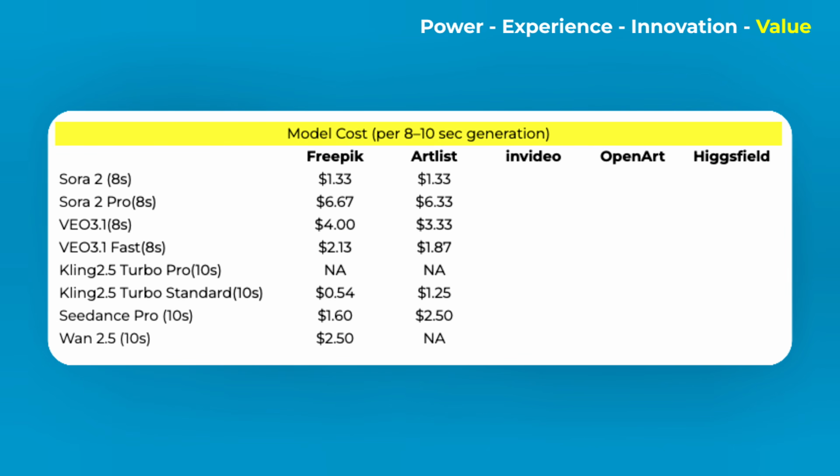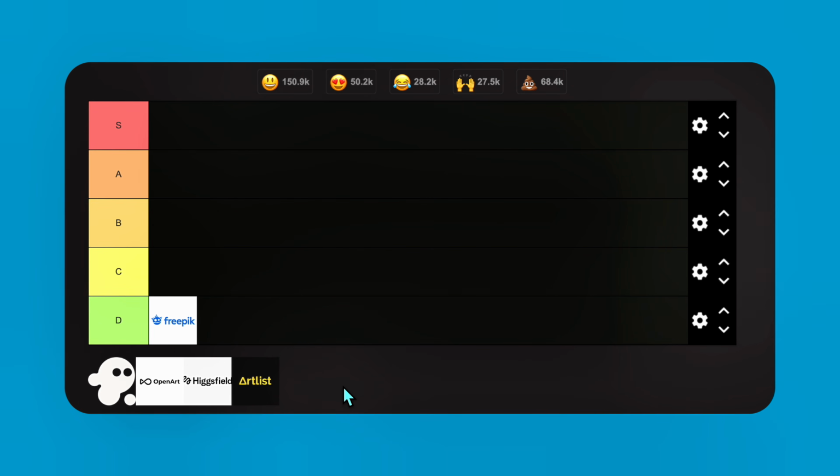The pricing is better than Freepik, but still steep. Generating a Kling 2.5 turbo clip costs $1.25. Generating a Sora 2 clip is $1.33. You are paying a brand tax for the Artlist name. Over a year, those extra dollars per clip add up to hundreds of dollars in wasted budget. It's polished, but it's expensive and underpowered. If you are already paying for their music, it's a nice bonus. But as a standalone AI tool, it's a C tier.